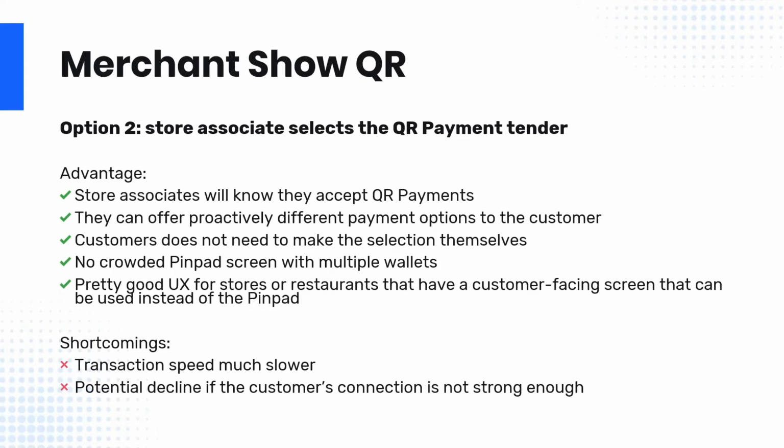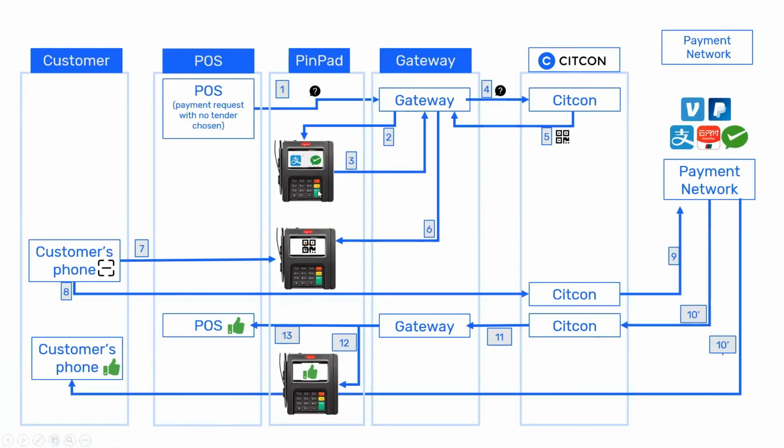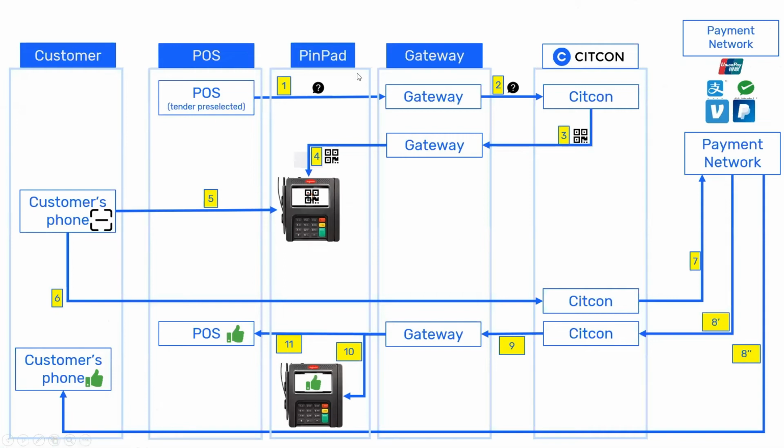It's a pretty good UX for stores or restaurants that have a customer facing screen that can be used instead of the PIN pad. The shortcomings are that transaction speed is still much slower, and there is still a potential decline if the customer's connection is not strong enough. All right, so that's the difference. You can see this one and that one are very different. This flowchart here is much more simple. Now it's got good and bad also. Actually, this one would be very heavy on bandwidth requirements, etc.